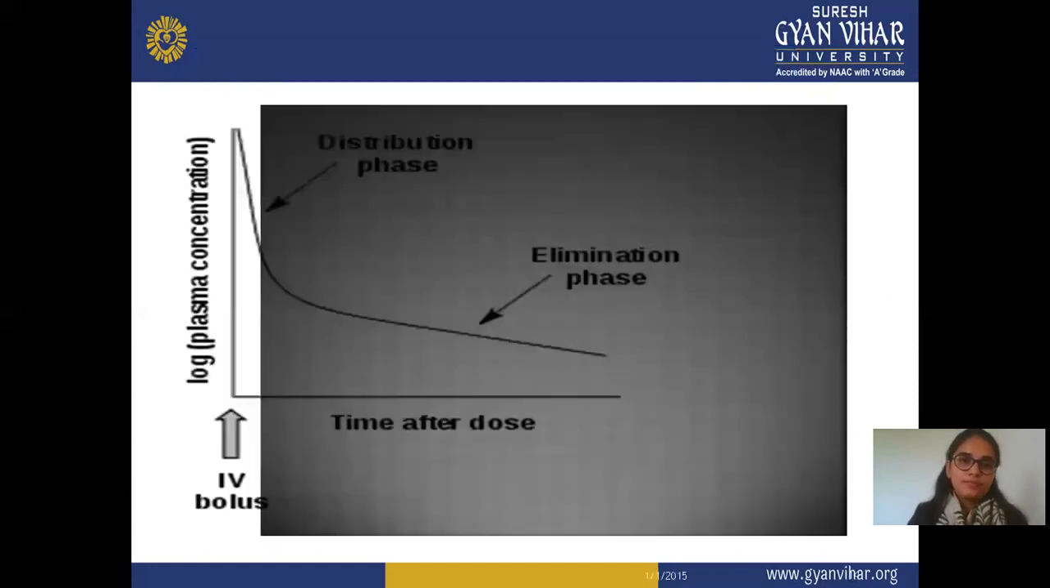And this is a graph that shows the time after the dose and the log plasma concentration. In this graph we see the decline. This one is the distribution phase, and this one is the elimination phase. The drug is given by the IV bolus route, or the IV route. So this graph shows both the distribution as well as the elimination phase. Elimination is excretion and metabolism, and both are included in this graph. And we are plotting time versus log concentration.